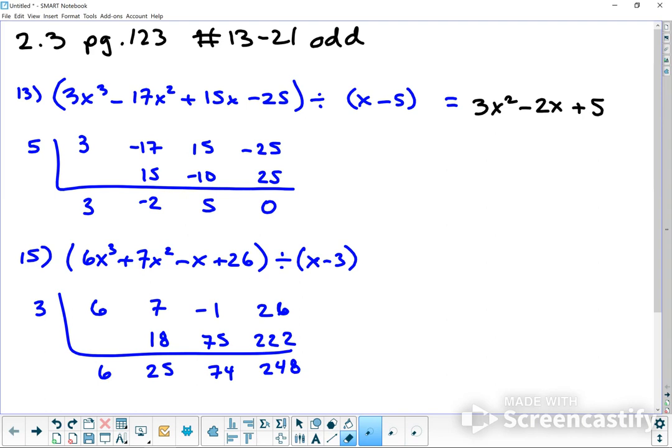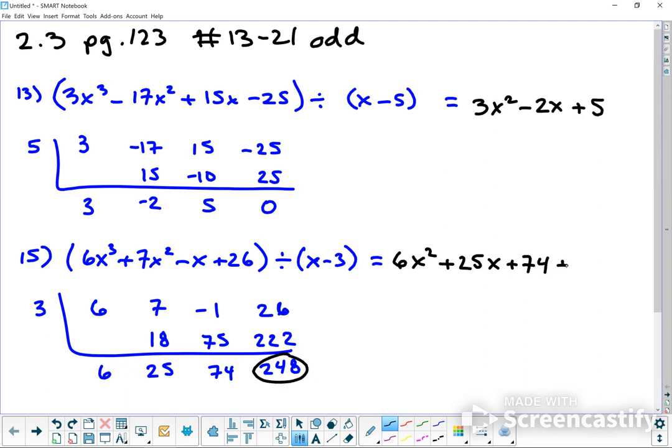So if you divide this, which doesn't go in evenly, you will end up with 6x squared. Because remember, this is x to the third, so when we divide it by x, the x to the third will go down by 1 power and we'll get x squared. So 6x squared, starting with that x coefficient, plus 25x plus 74, and that's our constant term, but then we have a remainder of 248. So this will be plus 248 over what we're dividing by, which is x minus 3.